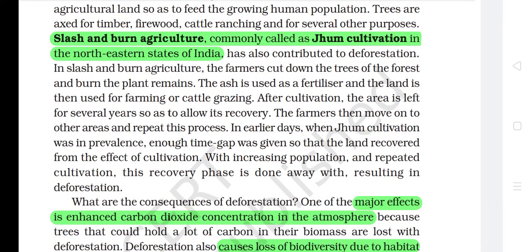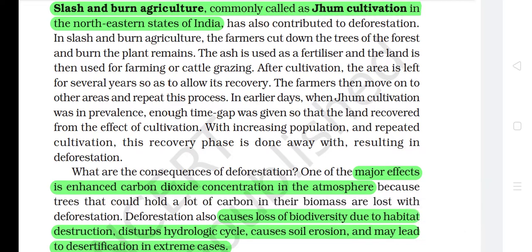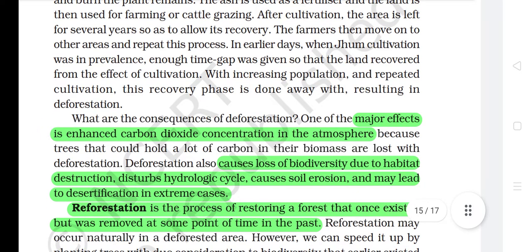In slash and burn agriculture, the farmers cut down the trees of the forest and burn the plant remains. The ash is used as a fertilizer and the land is then used for farming or cattle grazing. After cultivation, the area is left for several years so as to allow its recovery. The farmers then move on to other areas and repeat this process.